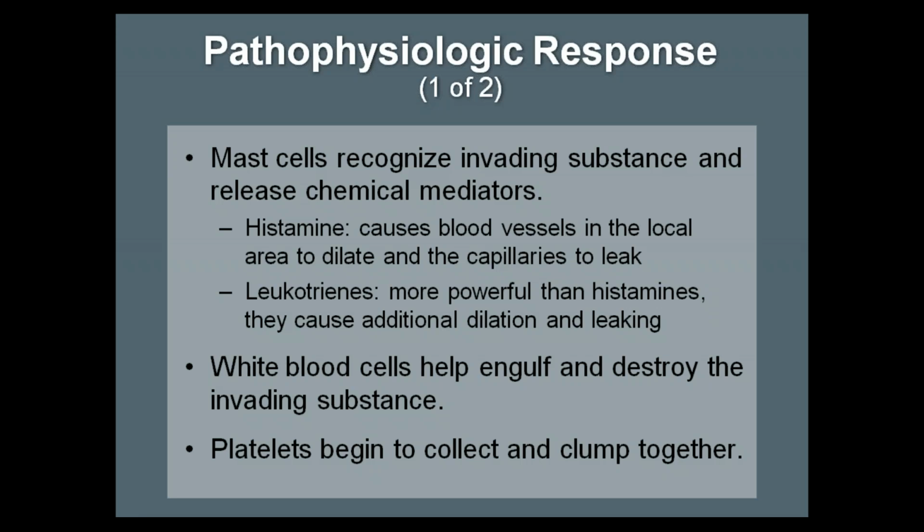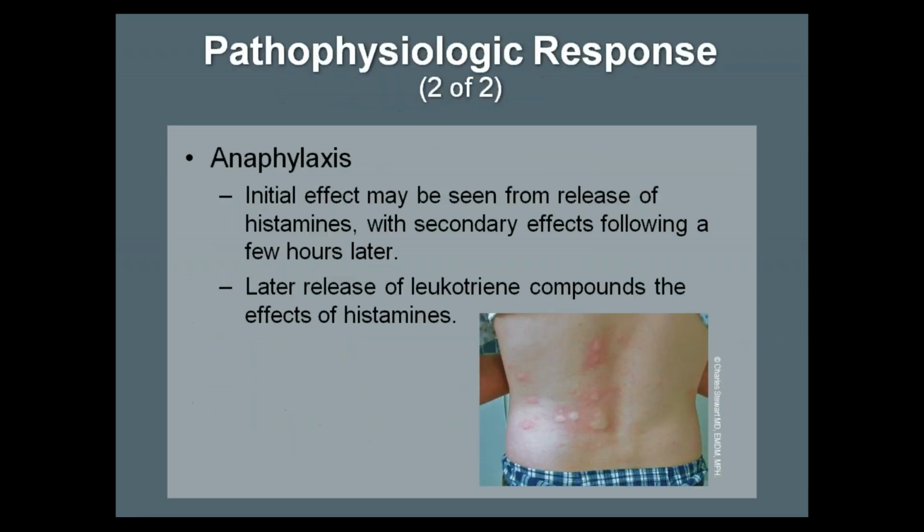So you could have swelling and leaking vessels all in a local area, but at the systemic level, like an anaphylactic reaction, you can have that across the entire body. So you have swelling in several areas. You have profound urticaria or hives across the whole body, things like that are completely distant from the site of insult. White blood cells help engulf and destroy the invading substance, and platelets begin to collect and clump together. So that's where all the swelling and stuff comes from.